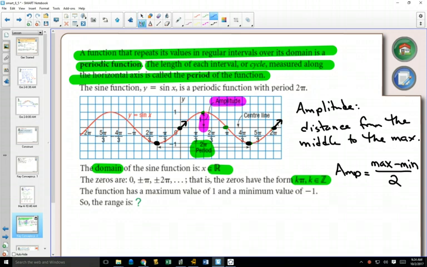This center line is important, and we have different names for it. So center line, we sometimes call it the average, or if you really want to have fun with it, you can call it the sinusoidal axis.